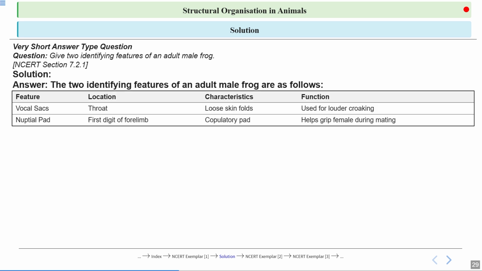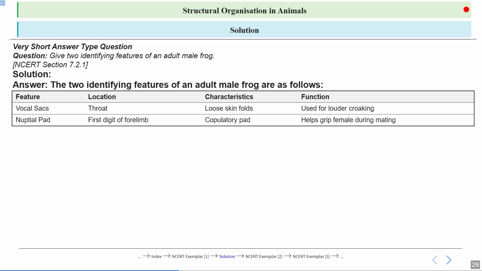Vocal sacs. Yes, vocal sacs. Where are they located? They are located in the throat region. And what is the characteristic? Loose skin fold. This vocal sac has a loose skin fold; if it is loose, only then can air get filled in it and they can produce the sound. What is the function? It is used for a louder croaking sound, or you can simply say it produces the croaking sound.